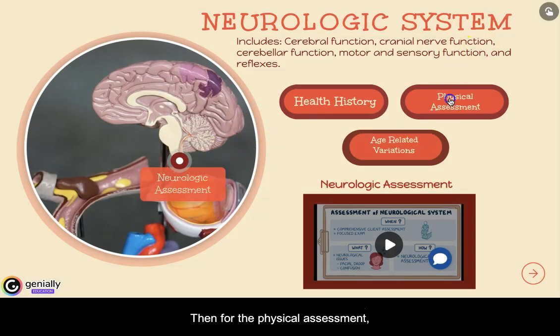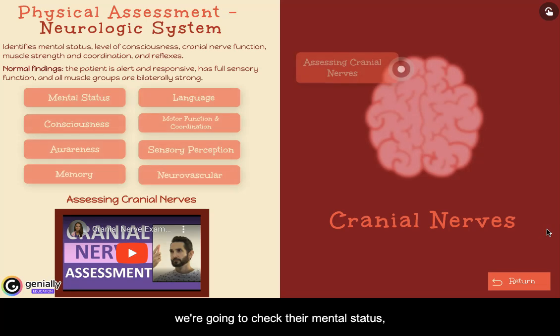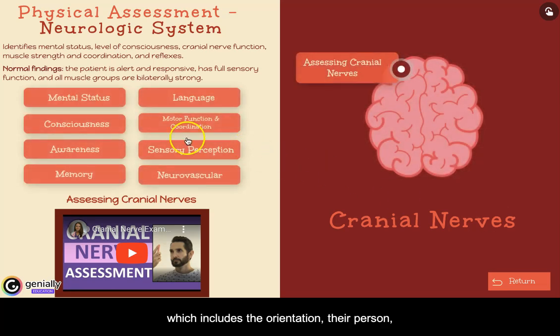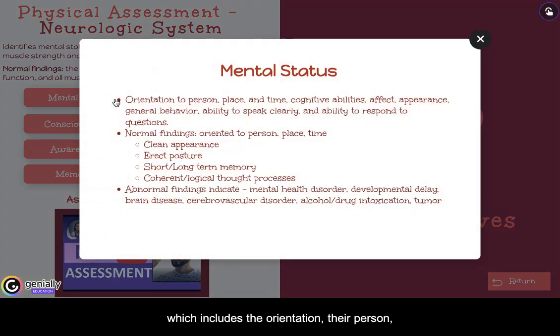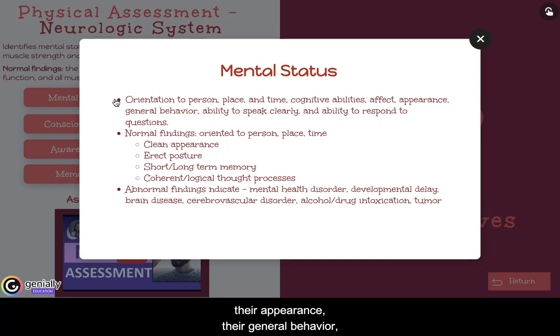And then for the physical assessment, we're going to check their mental status, which includes the orientation to person, place, time, their cognitive abilities, their affect, their mood, their appearance, their general behavior, their ability to speak clearly, and ability to respond to questions. All of that shows their orientation. So when we say a person is alert and oriented times 4, we're basically saying that they're alert and they're oriented to person, place, time, and situation.